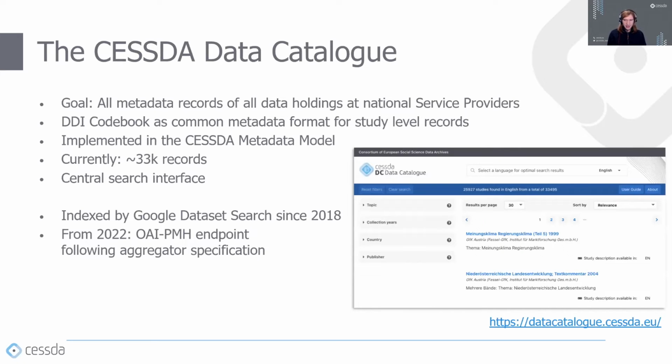So a quick introduction to the CESSDA data catalog, if you haven't heard of it. Its goal is to collect all metadata records of all data holdings at the various national service providers and store them in a common place. We use DDI codebook as a common metadata format for study level records, and we implement this in the CESSDA metadata model. We currently have 33,000 records, which is quite a lot. And this is all displayed through a central search interface, of which a screenshot is in this slide.